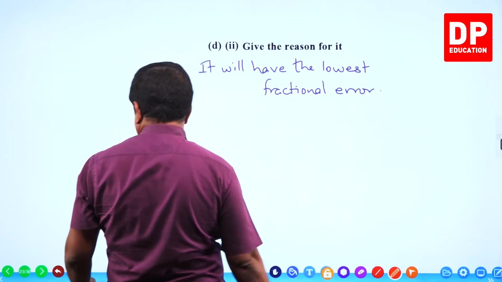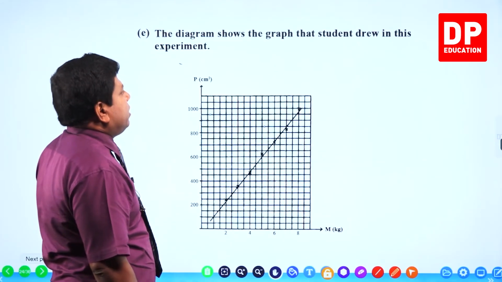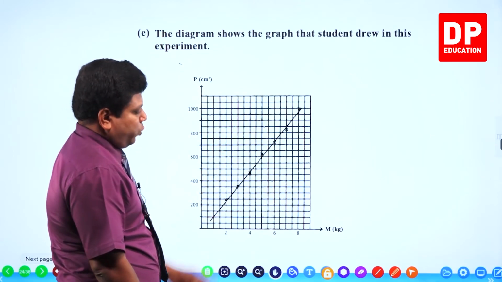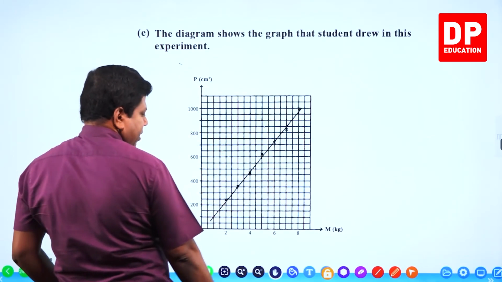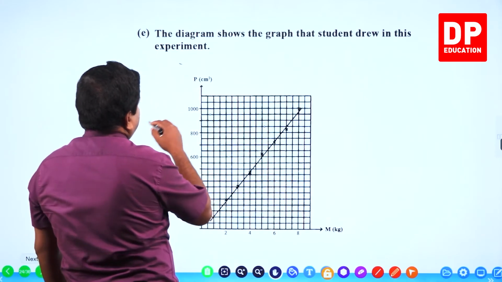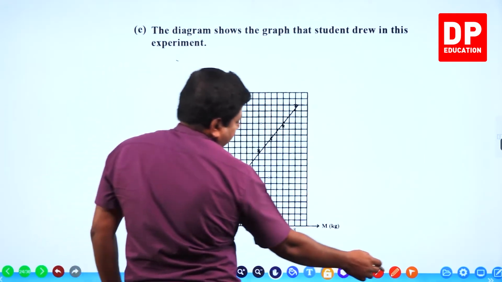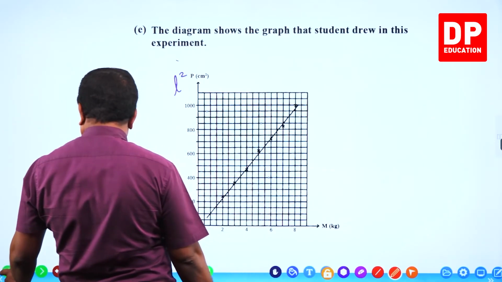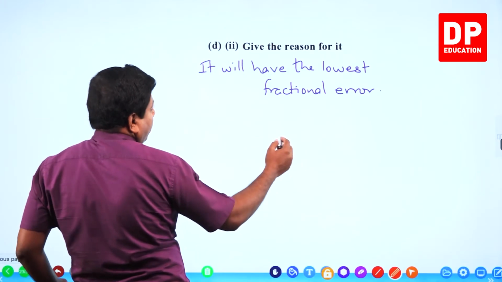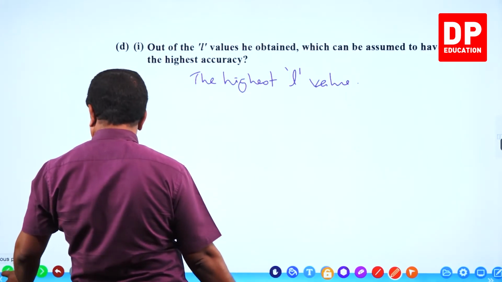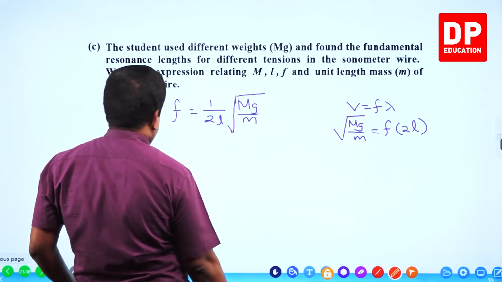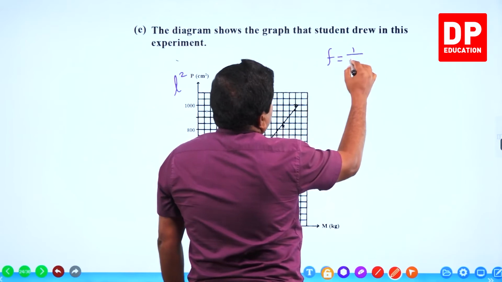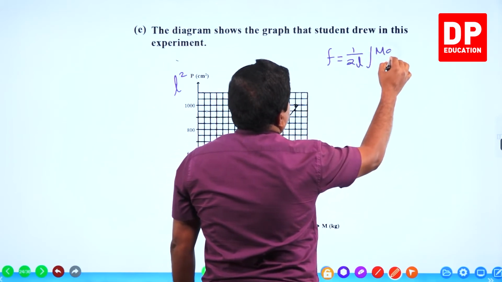Lowest fractional error. The diagram shows the graph that the student drew in this experiment. L squared against M. It can't be P, it has to be L squared. Yes, L squared and M. The equation we had was F equals 1 over 2L square root of mg over m.